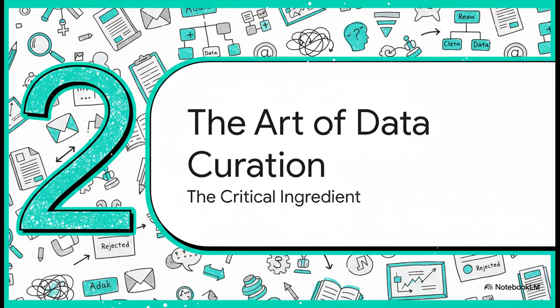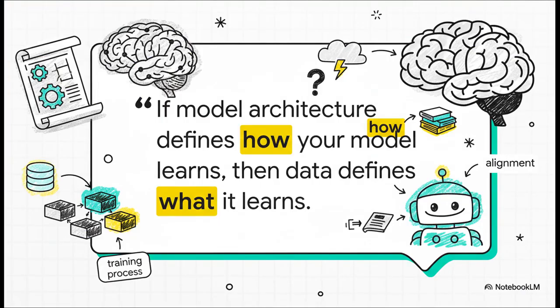Okay, architecture set. Now we move on to what is, without a doubt, the single most critical ingredient in this entire process, and that is the data. I mean, this quote just says it all, doesn't it? Your architecture is how the model learns, but your data is what it learns. It dictates every piece of knowledge, every skill, and every bias your final model will have. And let me be clear, no amount of clever architecture can save you from a bad dataset.